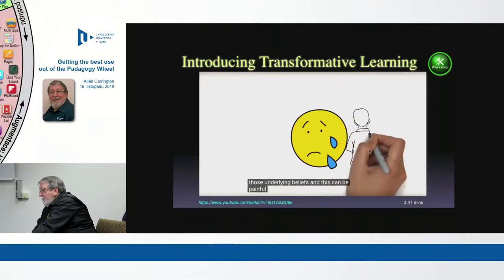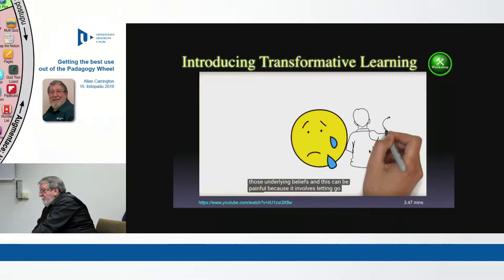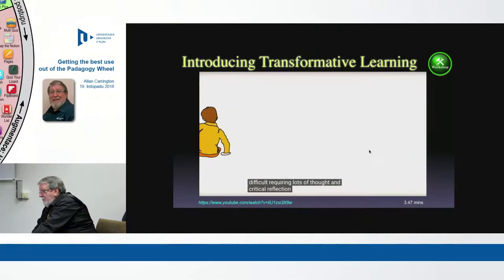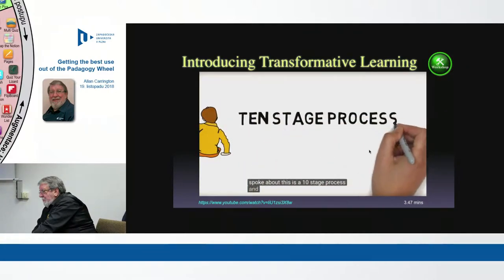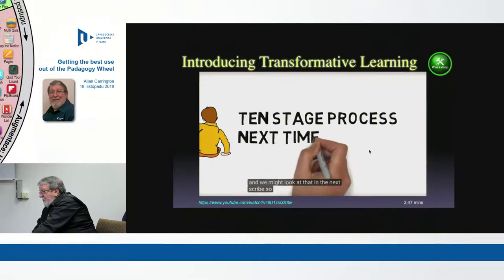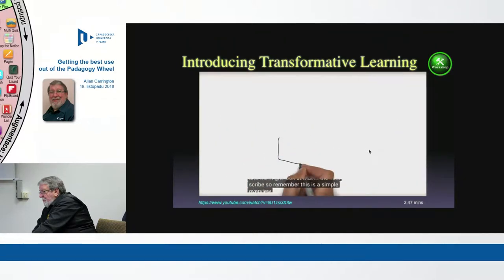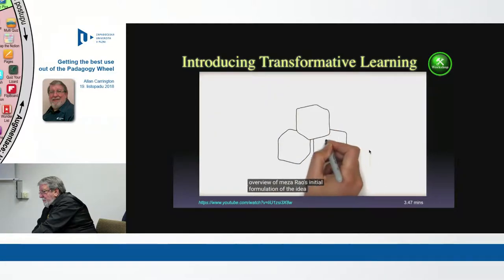And this can be painful because it involves letting go of some dearly held beliefs, and it can be difficult, requiring lots of thought and critical reflection. Now, Mezirow spoke about this as a 10-stage process, and we might look at that in the next screencast. So remember, this is a simple overview of Mezirow's initial formulation of the idea.